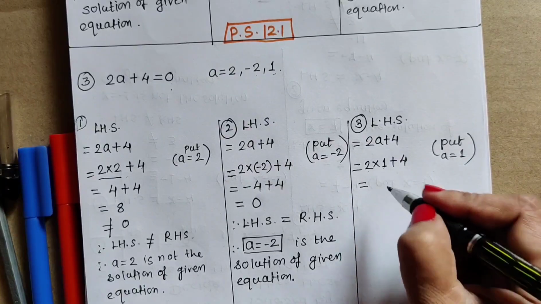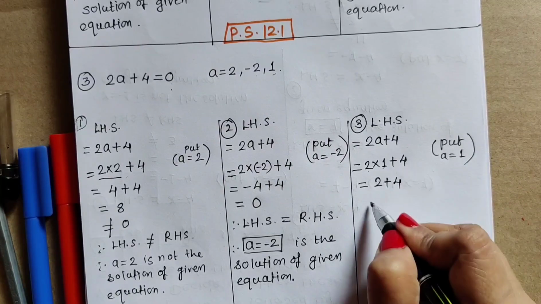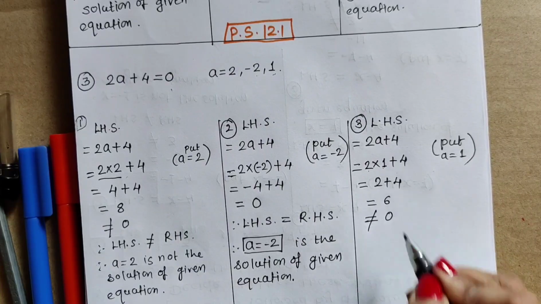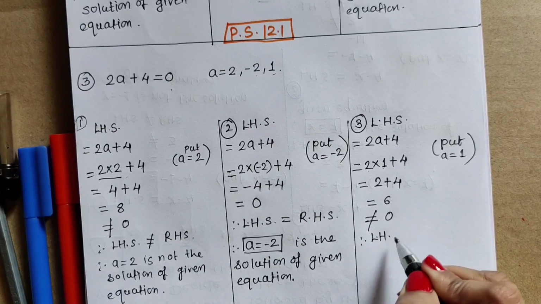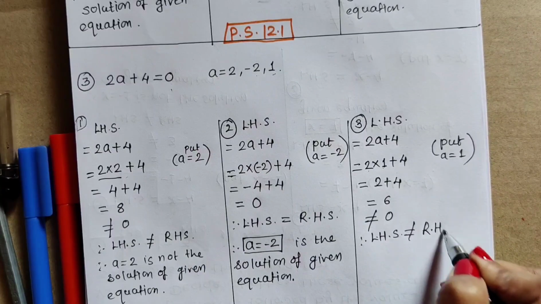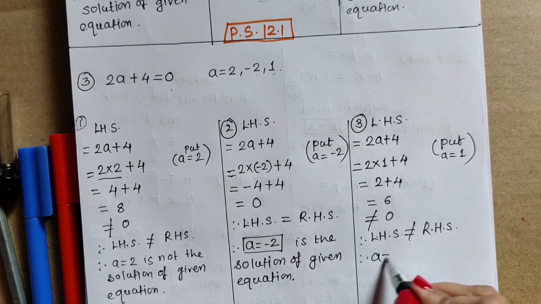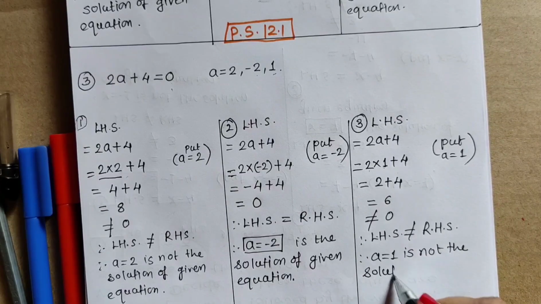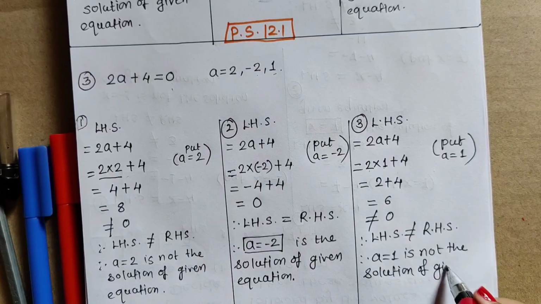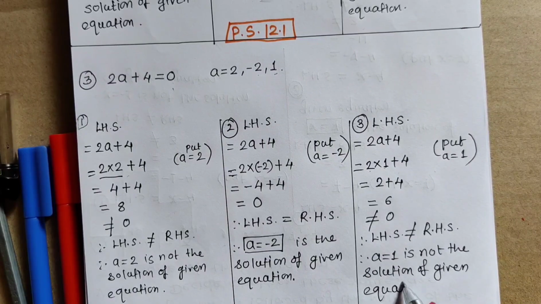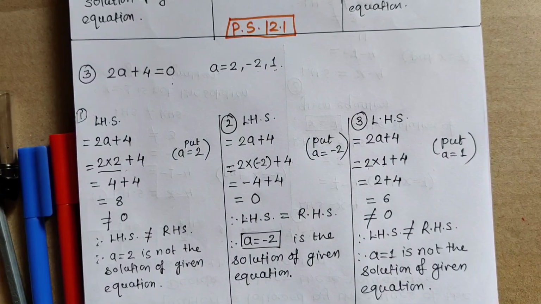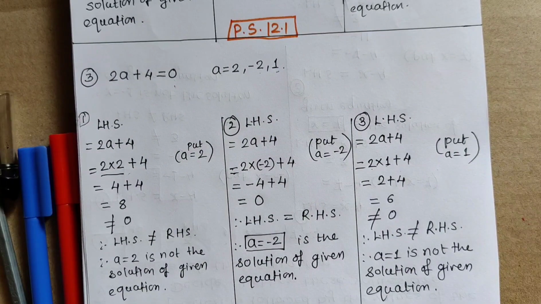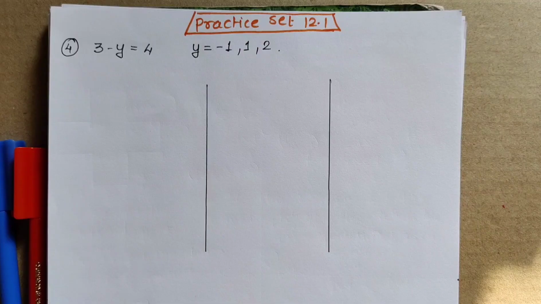So what is the answer? 2 ones are 2 plus 4. Answer is 6. And this is not equal to 0. That means left hand side is not equal to right hand side, and therefore a is equal to 1 is not the solution of the given equation. So in this way we keep on solving the sum and finding out the value of the variable which should be the solution of the equation. Now let us solve the last sum from this question.